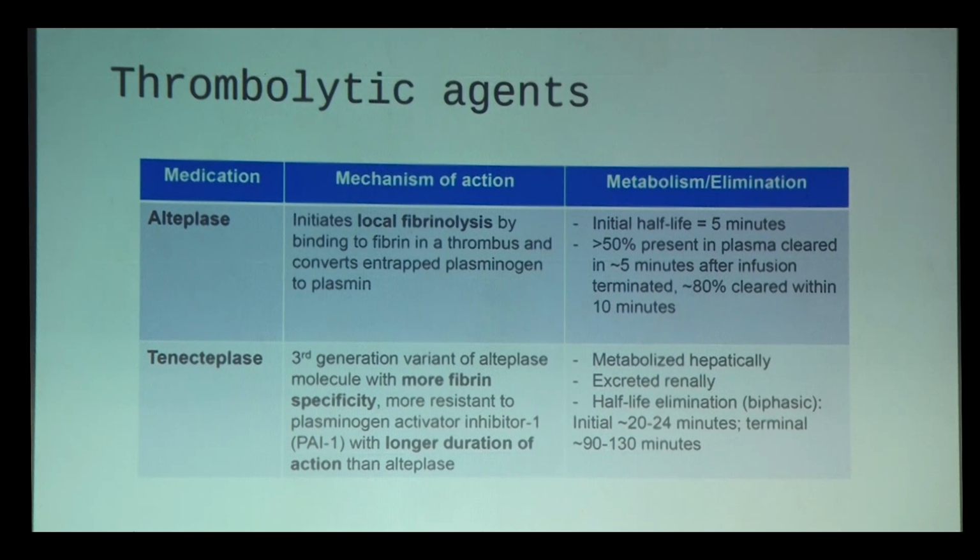plasminogen into plasmin. Its usual half-life is 5 minutes, and most of it, 50%, is cleared in 5 minutes after infusion from the plasma. And tenecteplase is a 3rd generation variant with more fibrin specificity and resistance to the plasminogen activator inhibitor. It has slightly longer duration of action, and it is metabolized hepatically, and half-life is usually 20 to 24 minutes, and it stays up to 90 to 130 minutes.